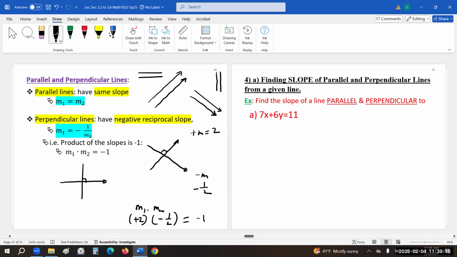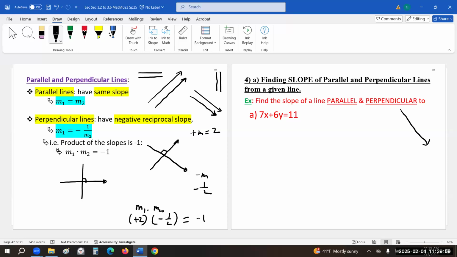Now let's do some examples. That brings us to the fourth scenario, where we are going to find the slope of the parallel or perpendicular line of a given line. It says find the slope of a line parallel and perpendicular to this given line. So this line is a decreasing line. We don't know its slope. We want to find the slope of its parallel line and slope of its perpendicular line.